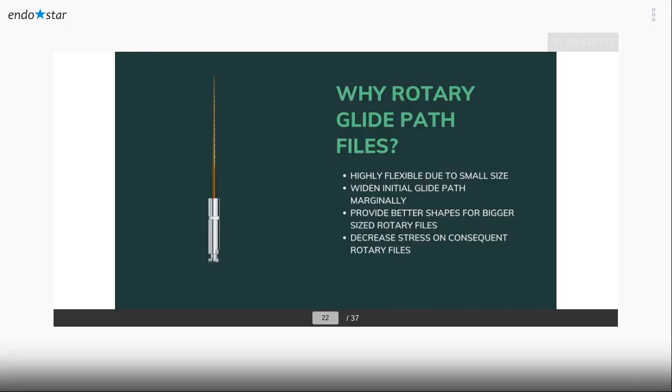Now, these mechanical files are highly flexible due to the small size. They widen the initial glide path marginally. They provide better shapes for bigger sized rotary files. They decrease the stress on the consequent rotary files, thus increasing their life.